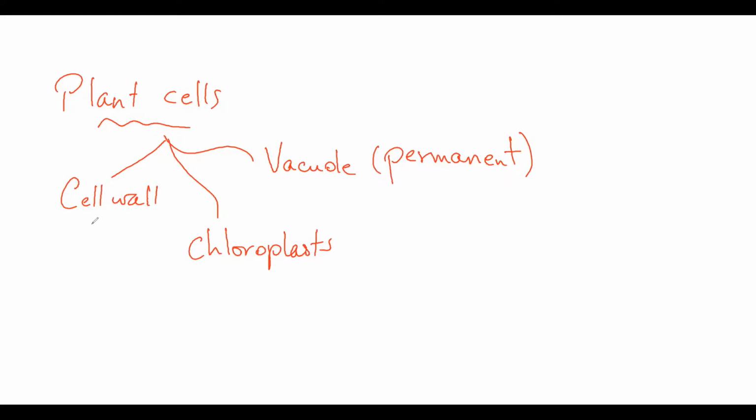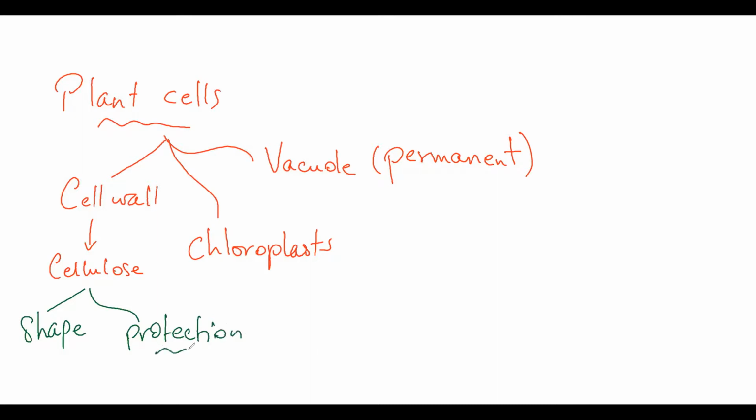What about the cell wall here? The cell wall is formed of cellulose and it has two or three functions. It gives the plant cell a shape and it gives the plant cell protection. The protection against what? Against bursting. When the plant cell absorbs too much water, the cell wall protects it from bursting by giving the plant cell what we know as turgidity.